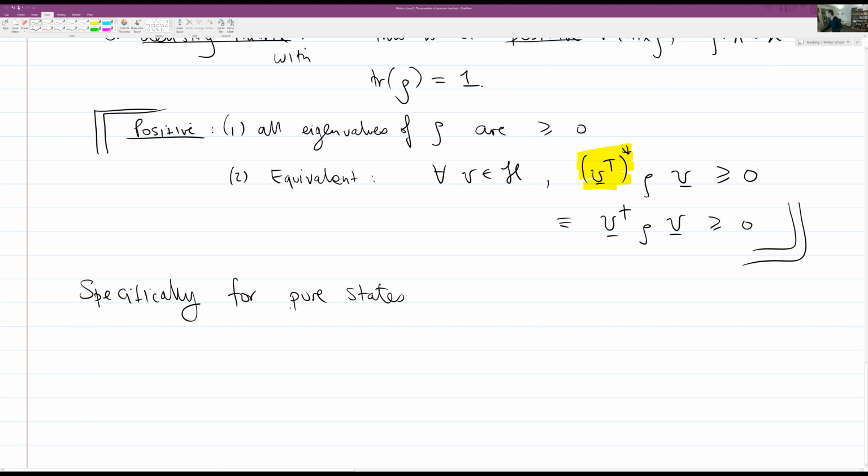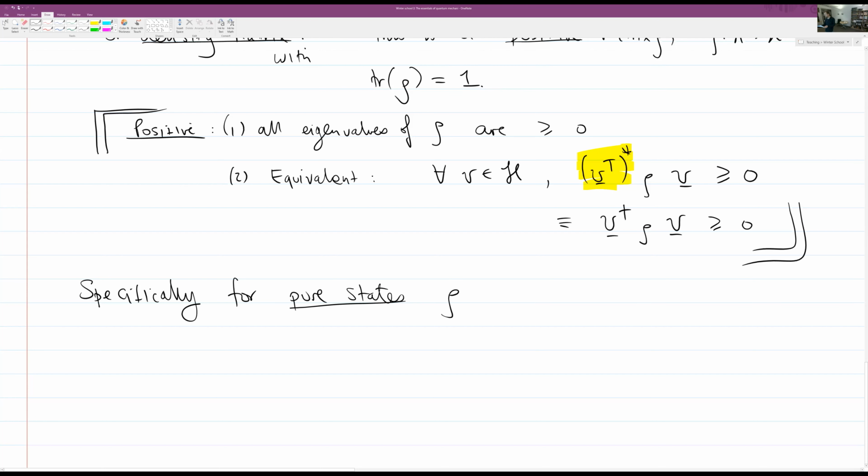Now, not all states are somehow the same. Some states are purer than other states. The terminology that we use for such special states is pure state. A pure state is one that cannot be prepared as a probabilistic mixture of two other states. We'll come more to that in a minute.